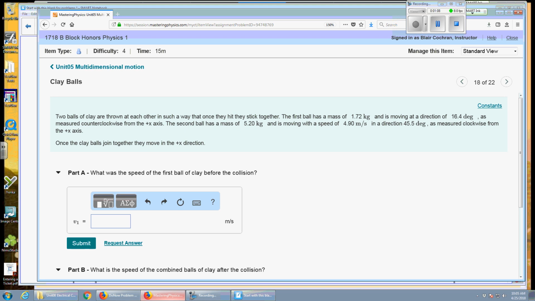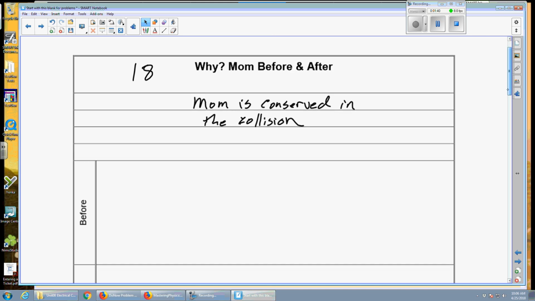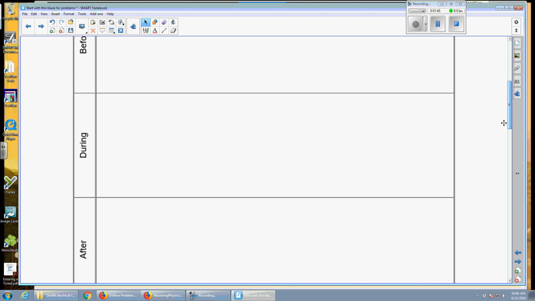Alright? What is the speed of the first ball? Oh, okay. So, let's see. I know that momentum is conserved in the collision. Right? And now I need to do my before, during, and after. My during is actually not going to have much. Let's put a, I don't know, we'll put a boom there.